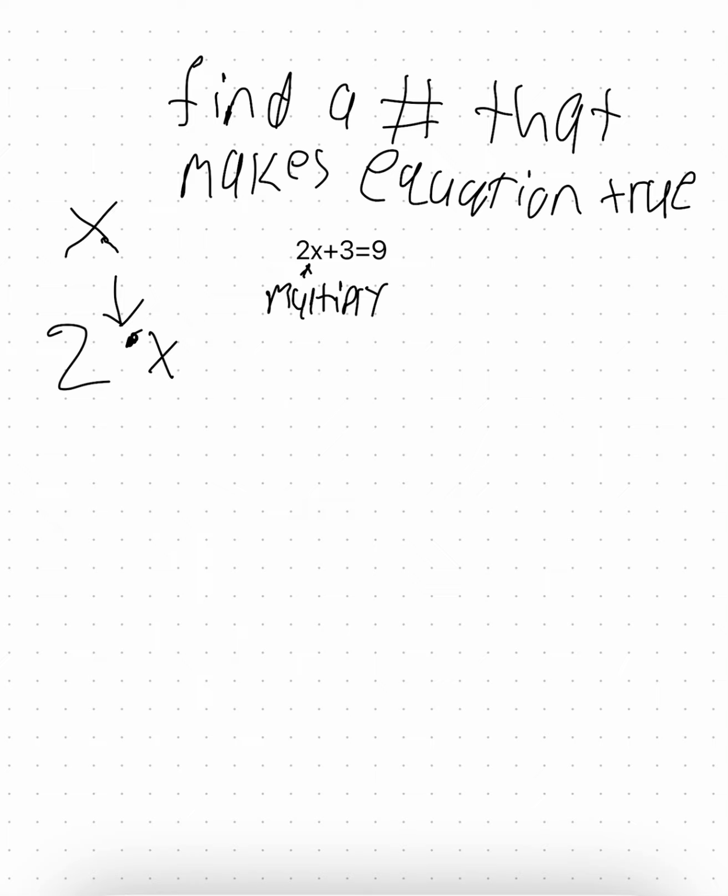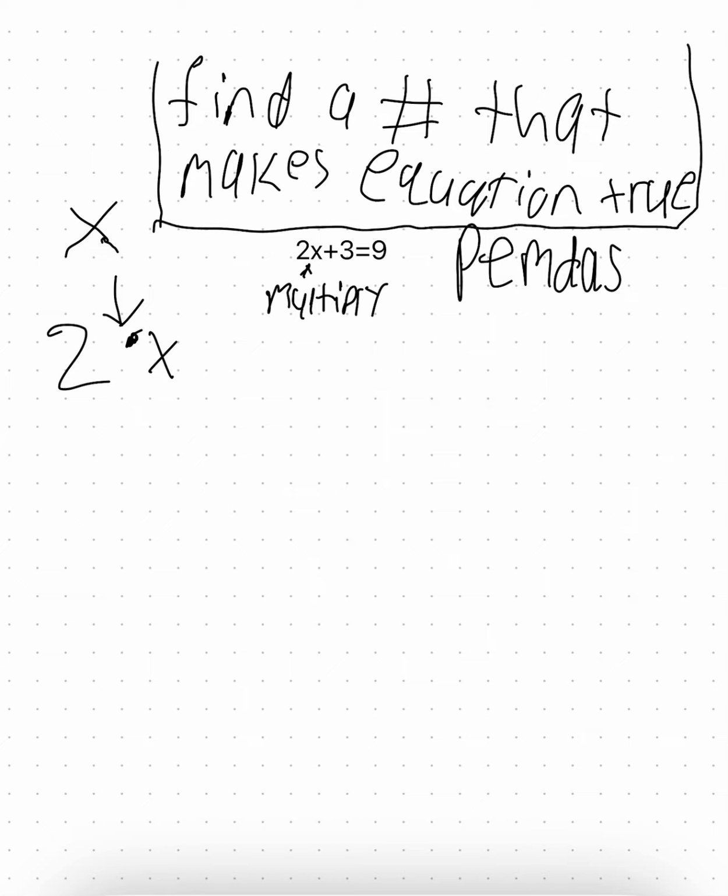So to solve this, we need to look at PEMDAS. A nice way to look at algebra is to do the inverse of order of operations. We need to do subtraction, addition, division, multiplication first, instead of the other way around, doing the parentheses and exponents first. We need to get rid of that 3.